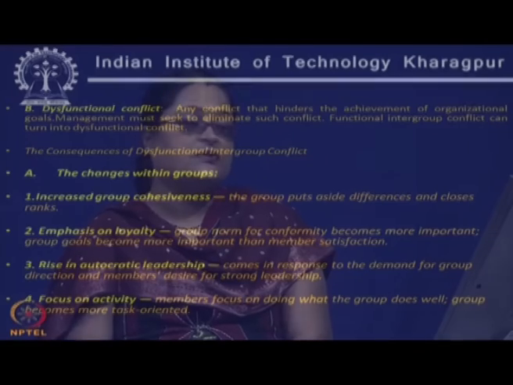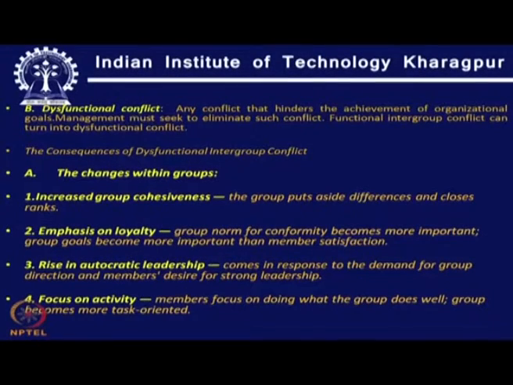We will try to find out some of the consequences of dysfunctional intergroup conflict. Certain changes are brought. When you are talking of intergroup conflict, this conflict is between two groups. So, the changes will happen of course within the group and between the groups. First, we will look into the changes which occur within the group.